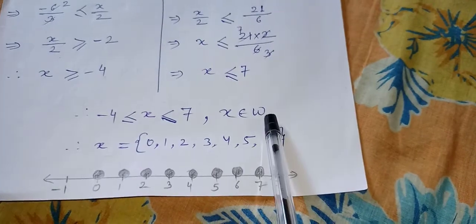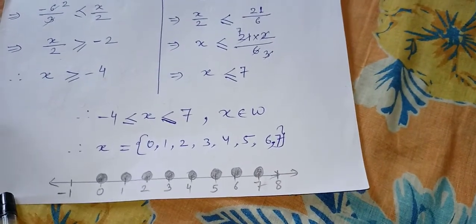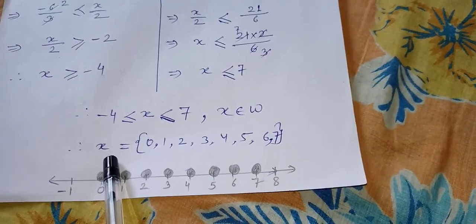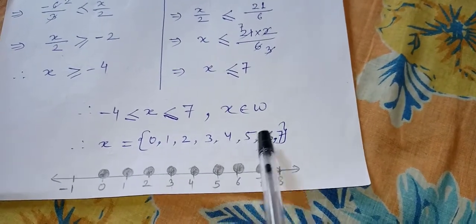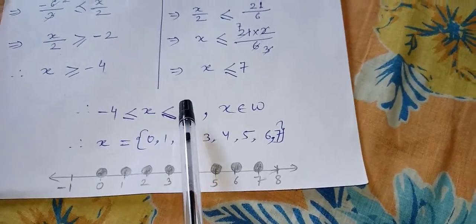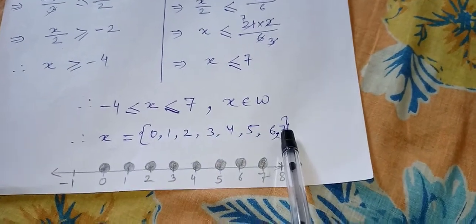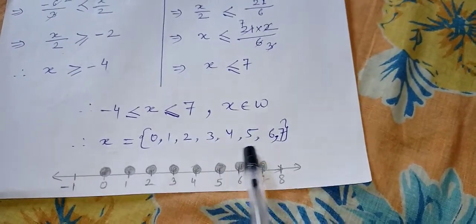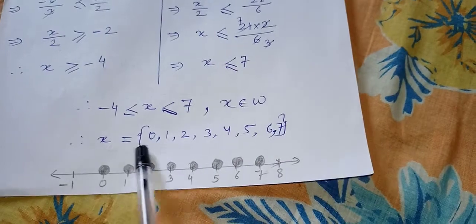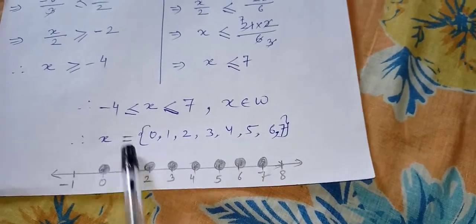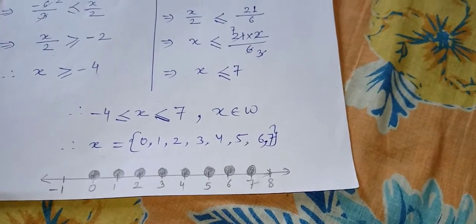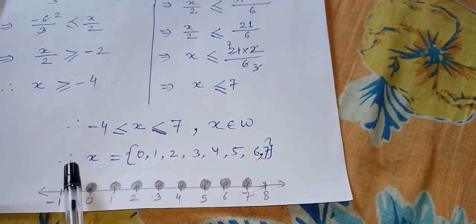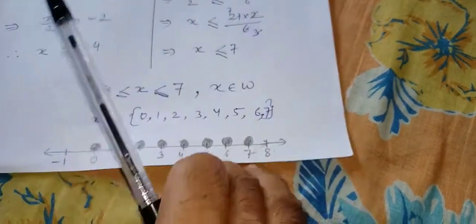But x belongs to W. A negative number cannot be taken. That's why my value of x will begin from 0. 0, 1, 2, 3, 4, 5, 6, 7. Why 7? Because it is equal to or less than 7. So equal to and less than 7 will be these numbers. But I could not take negative numbers, because -4, -3, -2, -1 are also in our answer, but I could not take them, because a negative number cannot be taken in W, whole numbers.